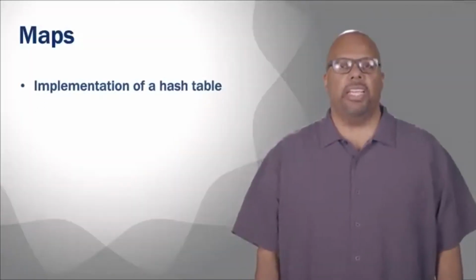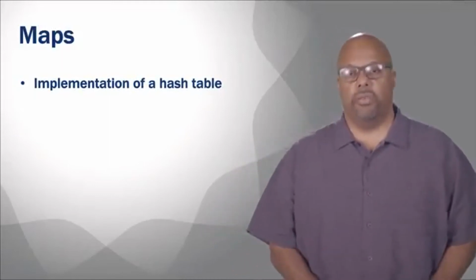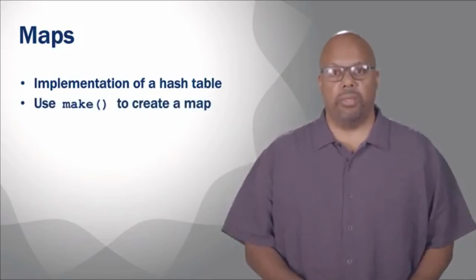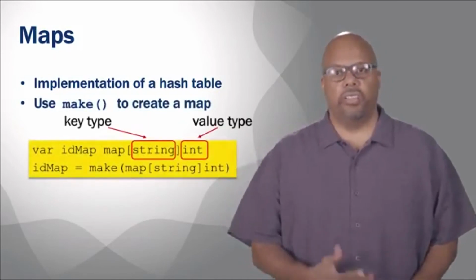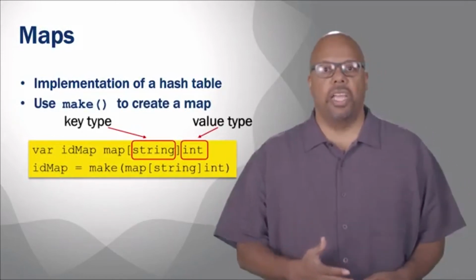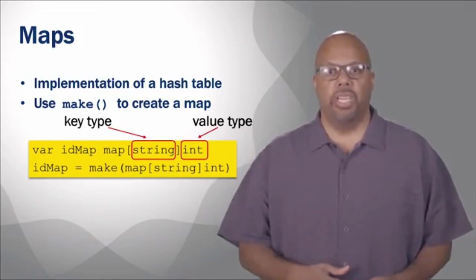So a map is Golang's implementation of a hash table. So a map is exactly a hash table. You can use the make function to create a map. So we have an example here. So first thing I'm doing is I'm declaring ID map as a variable, a map variable, right? So I say var ID map, and it's going to be a map.